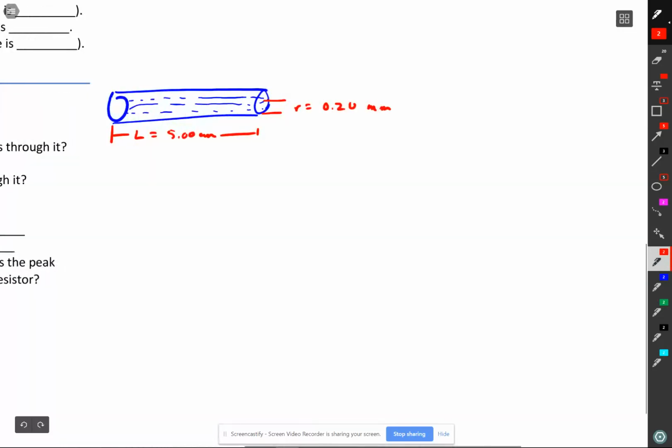Well, resistance is simply calculated. Resistance is equal to the resistivity times the length, divided by the area. So that would be 10 to the minus 6 ohms times meters.